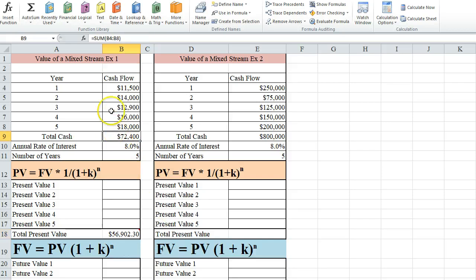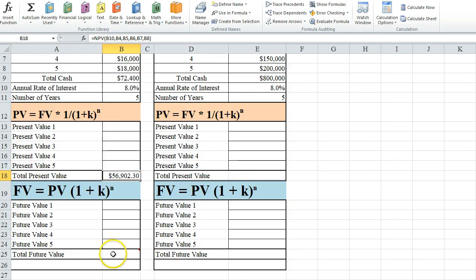Oh, I'm sorry, the total cash is 72. So if we add up these 5 values, this is a sum. So the total cash here is 72,000. But discounting it for 5 years at 8% brings it down to 56,000, or the net, what we call the net present value. What about if we wanted to find the total future value?